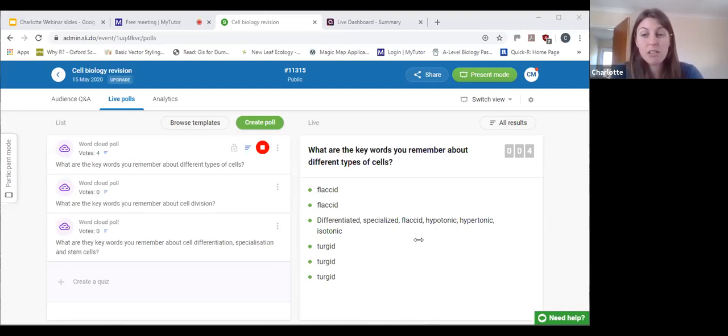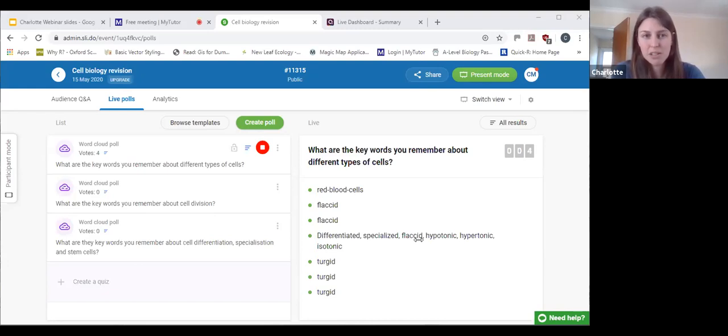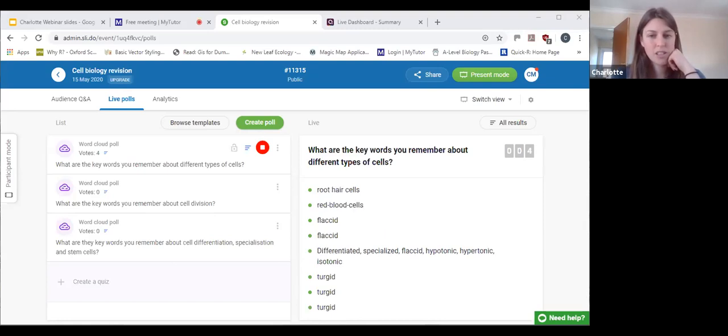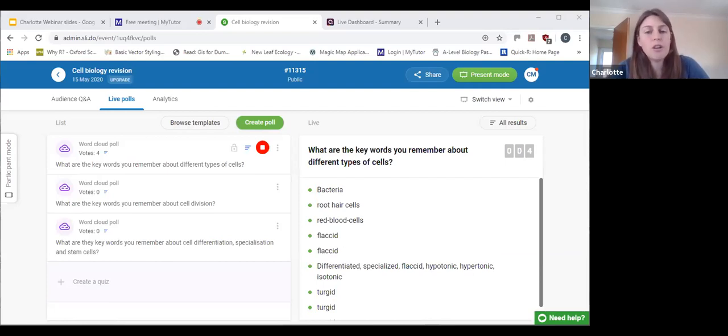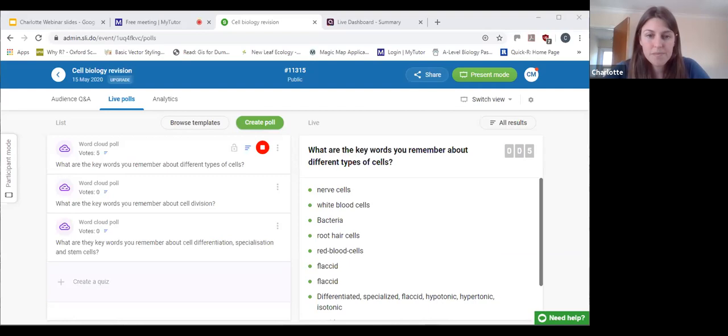Okay, any other types of cells? What about plant cells and animal cells? What kind of organelles do they have? Let's put those in. What are prokaryotic cells? Let's put those in as well. Any more? Red blood cells, well done. Hair cells, yes. Root hair cells. What other types of cell? Bacteria cells, yes, good. Pop some more in. Nerve cells, well done. White blood cells. Good.